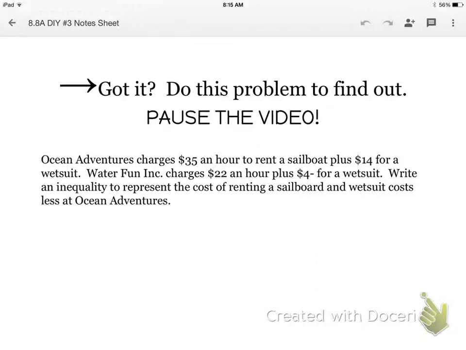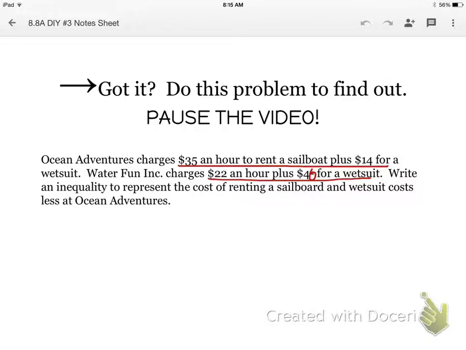Alright, so welcome back. Hopefully you have an answer in front of you. This is supposed to be 40, by the way, so if you put 4, change it to 40 because I had a typo. It's fixed, of course, on your DIY already. So, what is my variable? That's the first question that I need to ask myself, and we're looking at the cost of renting a sailboat versus a wetsuit and hours to rent it. That's one part.